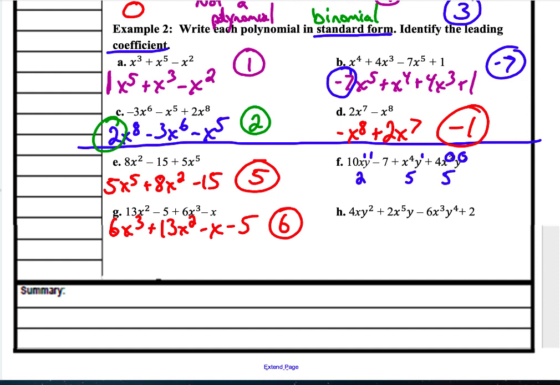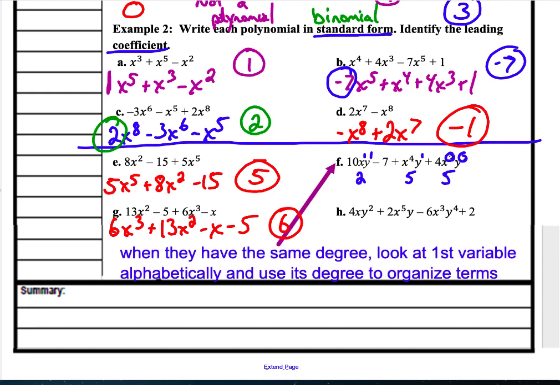So here's the rule. When you have terms that have the same degree, and we're trying to arrange them in order, we always deal with variables in alphabetical order. So when this happens, you're going to look at which variable is first alphabetically, and use its exponent to arrange things. So I would add this little note down at the bottom of your notes. When they have the same degree, look at the first variable alphabetically and use its degree to organize terms. And what that means is, if you look at those two middle ones, this one had x to the 4th, this one had x to the 3rd. 4 is greater than 3, so that one's going to be listed first when we rearrange them.